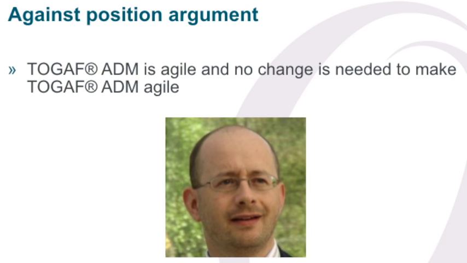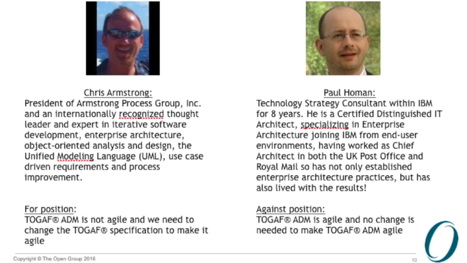Okay. Our next debater is Paul Homan, Technology Strategy Consultant at IBM. He's a certified distinguished IT architect specializing in enterprise architecture. Joining IBM for end-user environments, having worked as a chief architect in both the UK Post Office and Royal Mail, so he's not only established enterprise architecture practices, but he's had to live with the consequences of that. It's very, very good. And Paul, would you please introduce yourself?